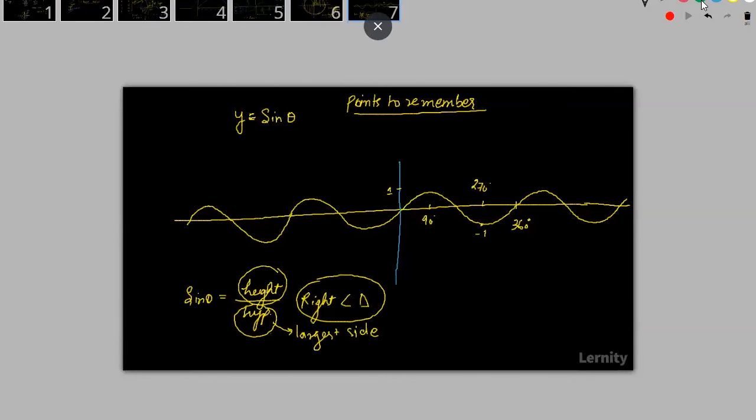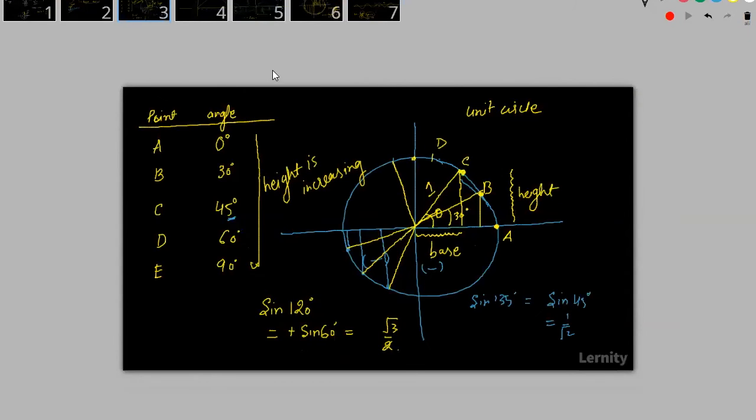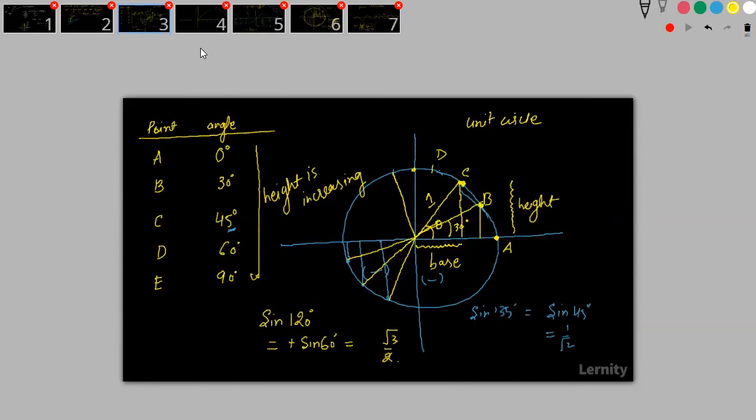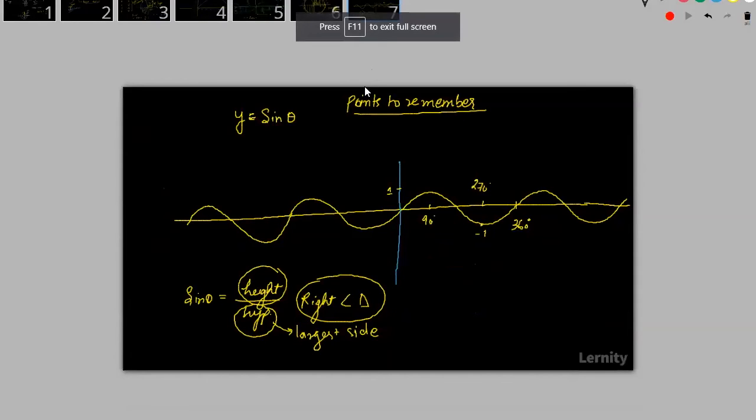If this height is always less than the hypotenuse, that means the ratio will always be less than or equal to 1. So this height is always less than hypotenuse, so this will always be less than equals to 1, and because we are talking about the negative angles also, the counterclockwise and clockwise, this ratio will always be less than equals to 1 and greater than equal to minus 1.